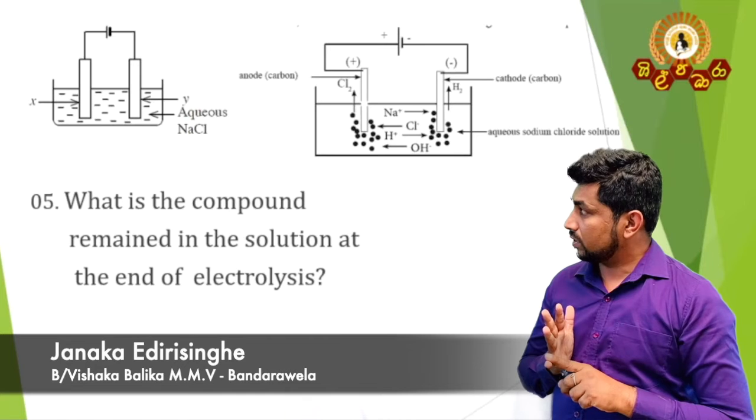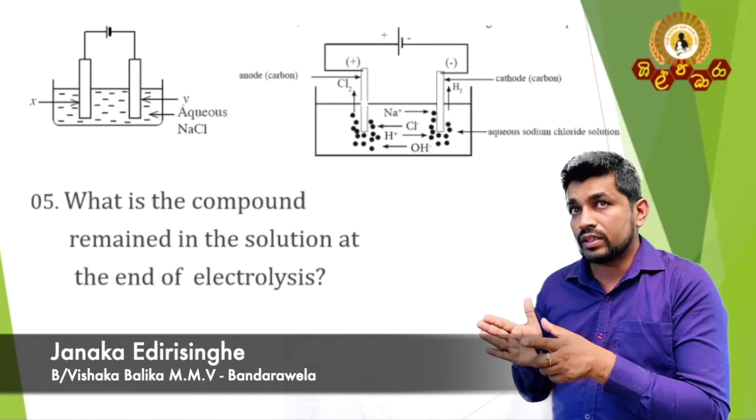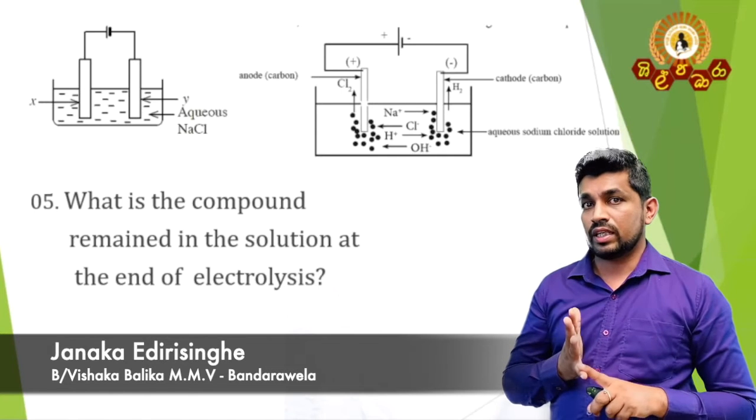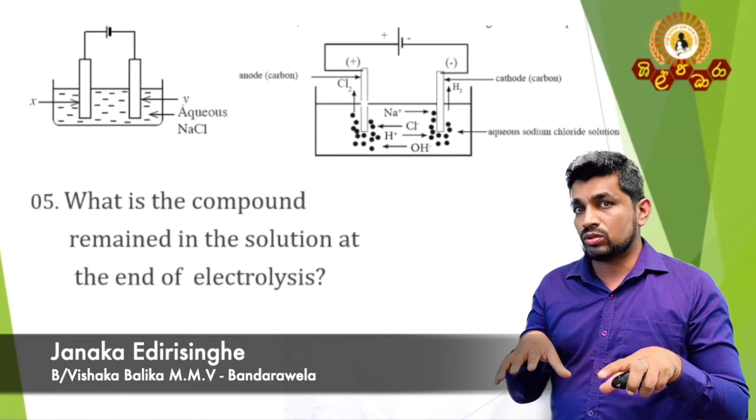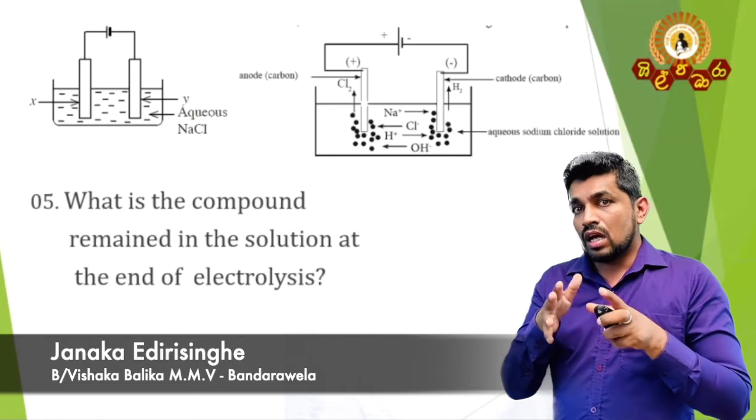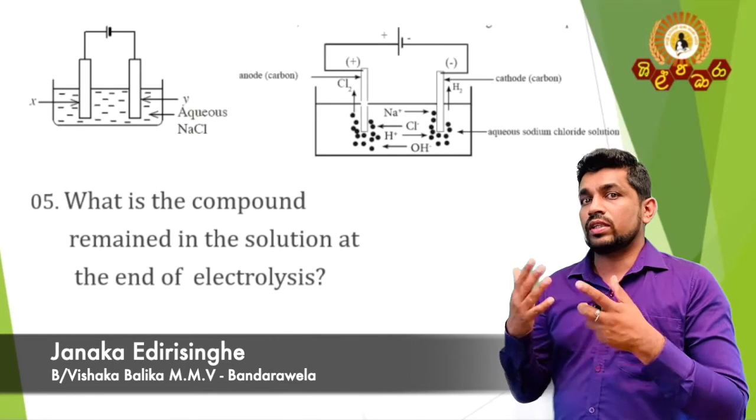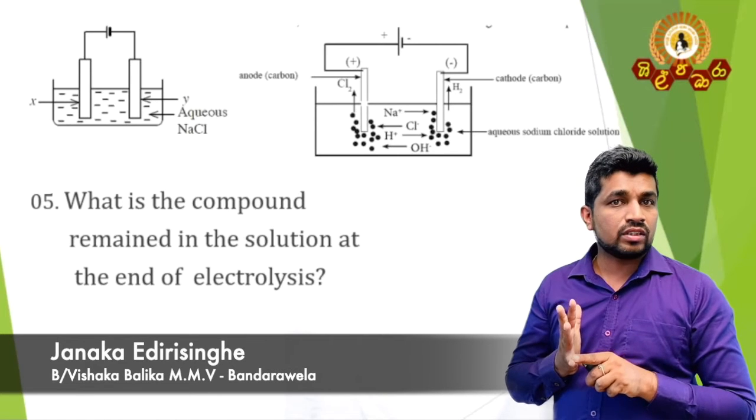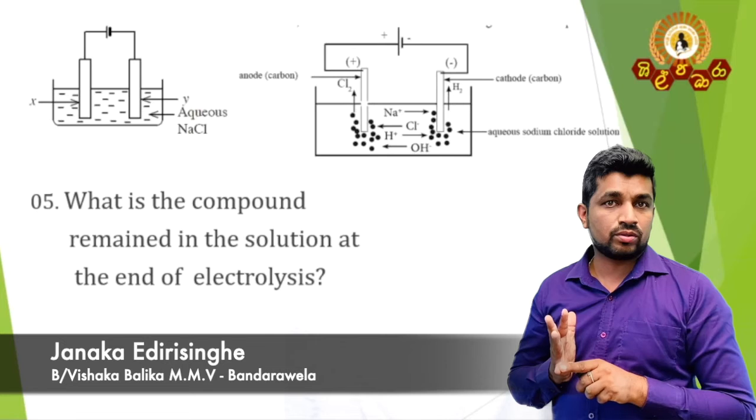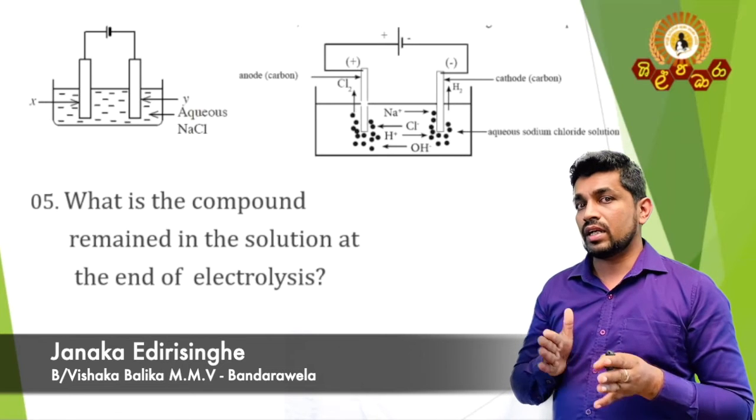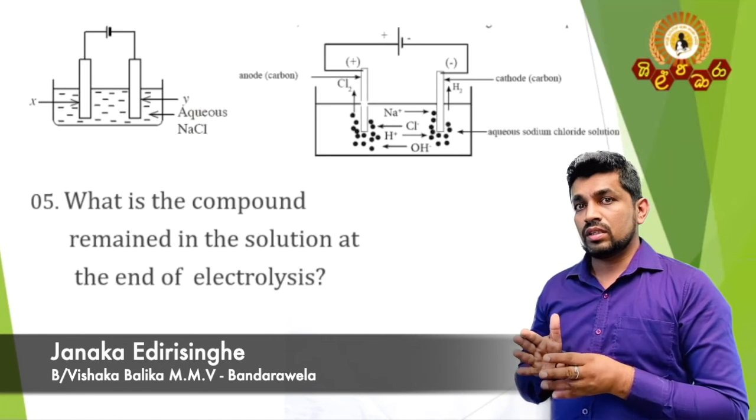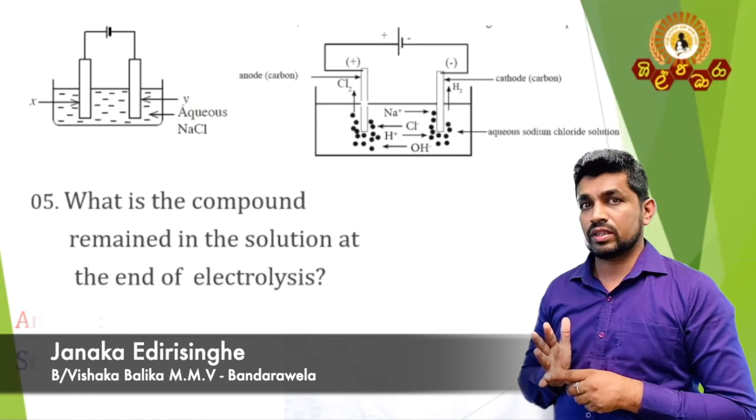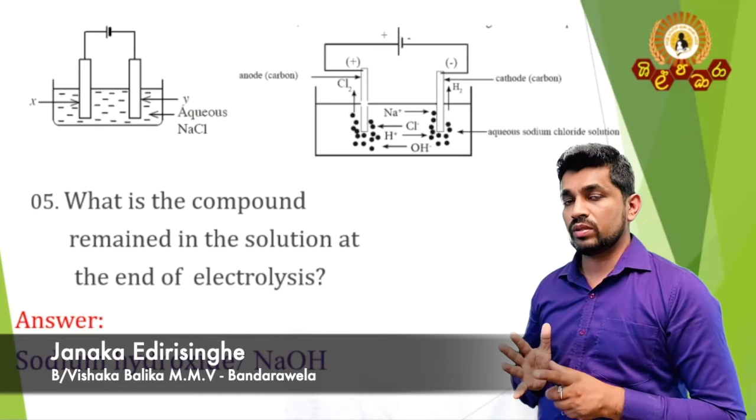Second, you can identify that chlorine reaches the positive terminal and is released as chlorine gas. So the chloride ions and hydrogen ions in the solution are evolving as gases. Then what are the ions remaining there? Sodium ion and hydroxide ion remain. Sodium ion and hydroxide ion form a basic solution that we call sodium hydroxide. So the answer should be sodium hydroxide.